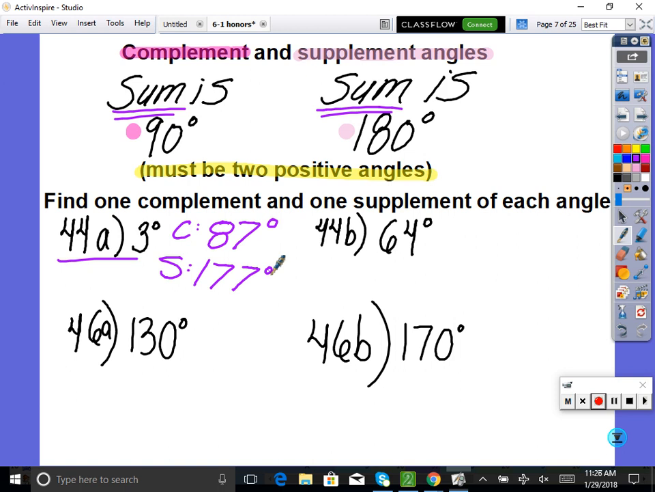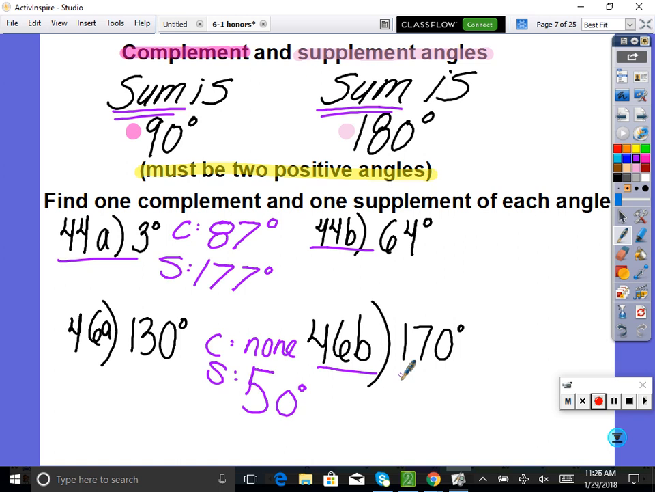Now look down here. This one is 46A we're going to look at. Find the complementary angle. Well, what plus 130 equals 90? Won't it be a negative? Yeah. That will not work. So you would say there is no complementary angle. The supplementary angle would be 50, right? 50 degrees. Okay, cool. So 44B, same idea.